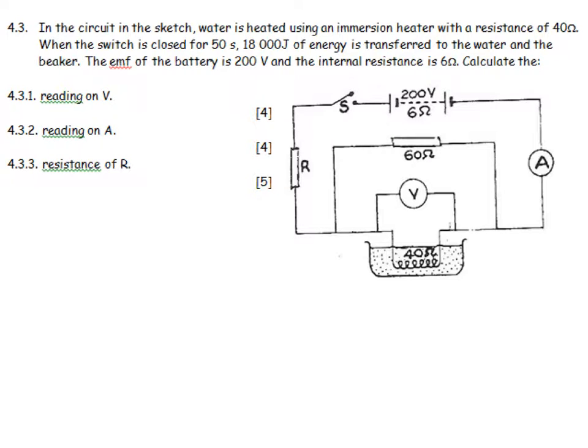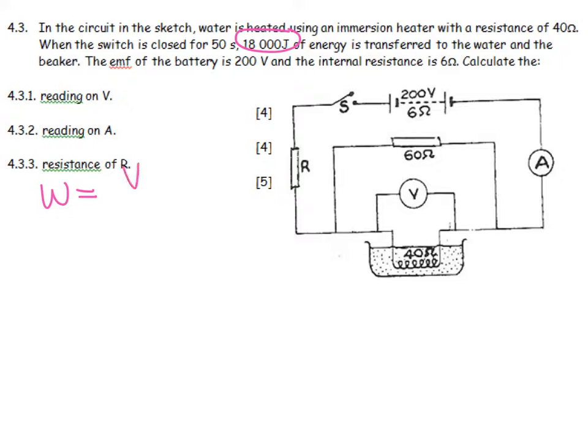In the circuit, in the sketch, water is heated using an immersion heater with a resistance of 40 ohms. When the switch is closed, there it is, for 50 seconds, that's the transfer to the water. The EMF of the battery is given and the internal resistance is given. What is the reading on V? V is across that 40 ohm resistor, and I've been given an energy for that 40 ohm resistor.